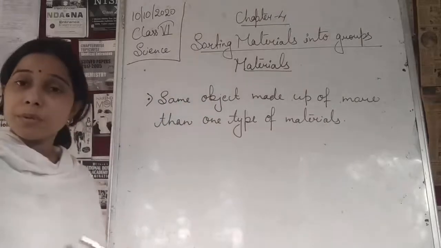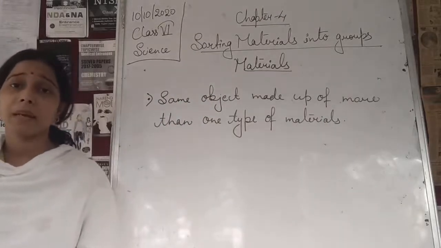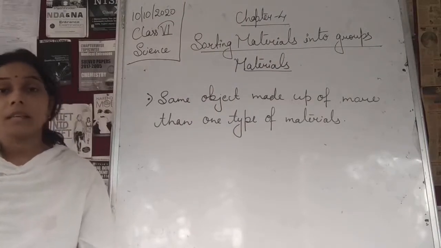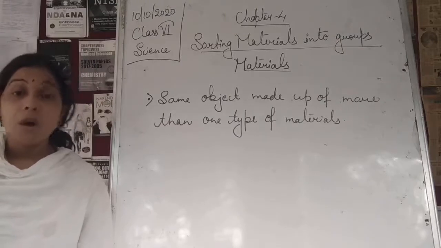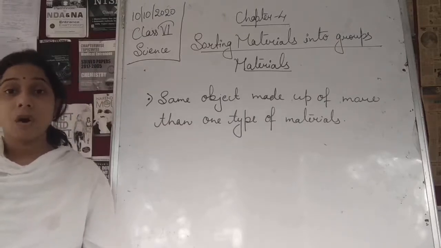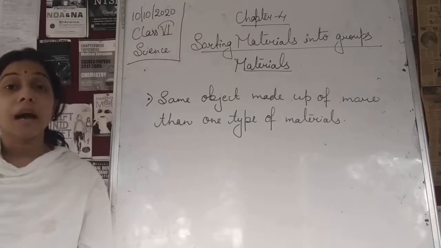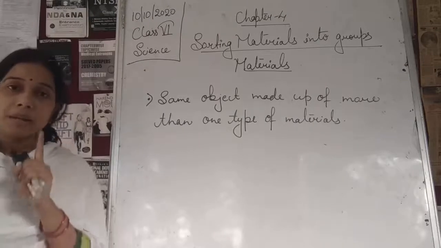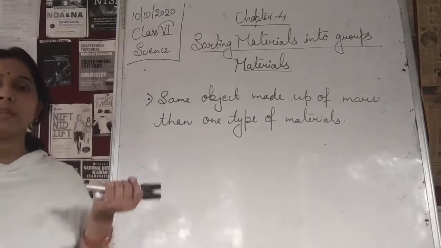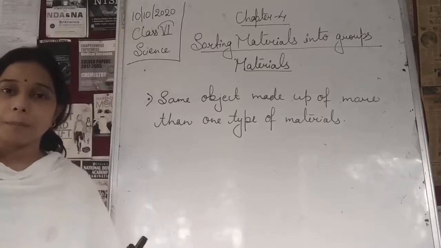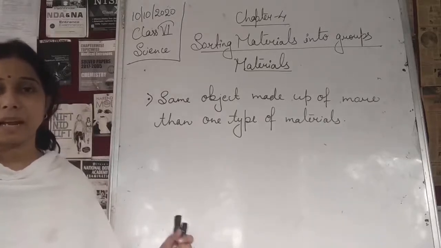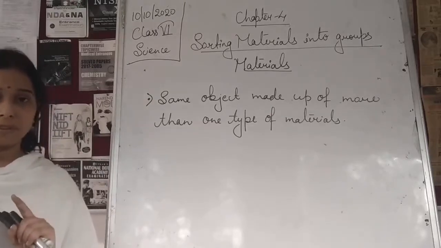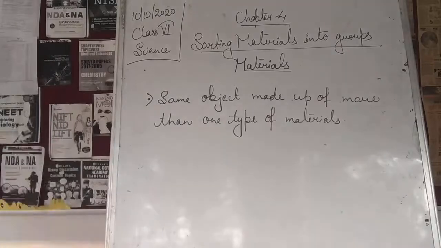So object was same, students, but materials were different. You can understand by this. You are having different kinds of utensils at your home, and these utensils can be made up of steel, right? Or it can be made up of brass or copper or aluminium or silver. If you take only one utensil, it means a plate or a cup, that can be made up of different kinds of materials. So object is one here, but the materials are different. Now let us discuss another one, students.